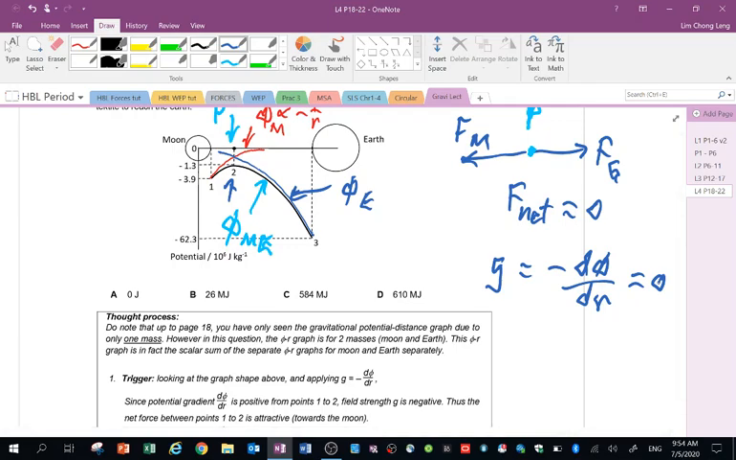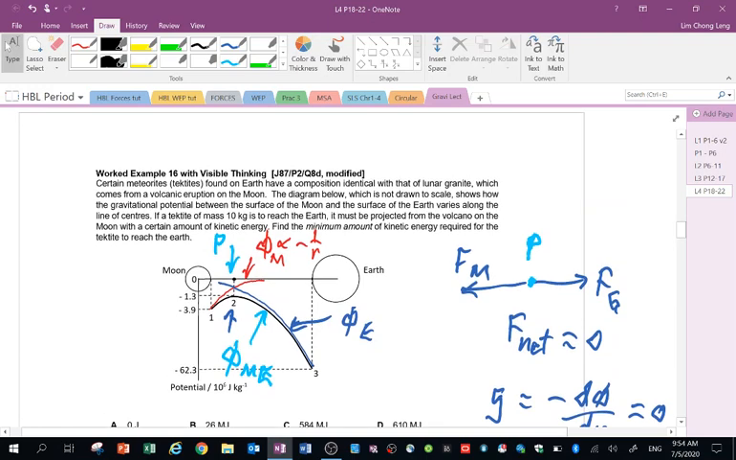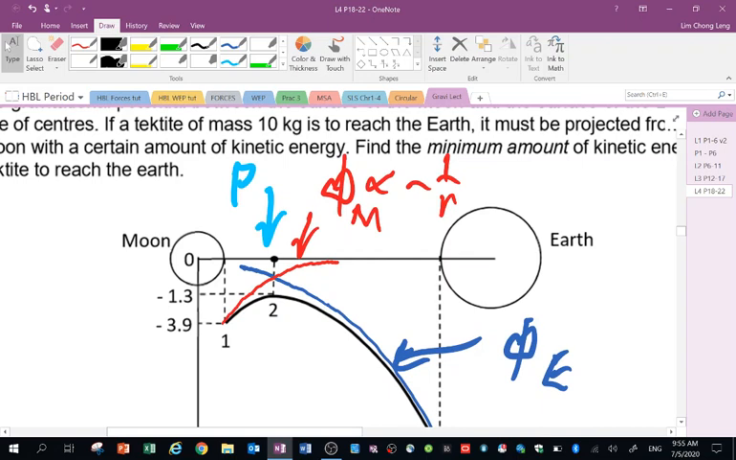Okay, so in order to throw an object from the moon to Earth, all right, the body only needs to overcome the potential barrier. So what do I mean by the potential barrier? Potential barrier refers to the height of the hump. So let me magnify this a bit. This is the height of the hump. Okay, the height of the hump.